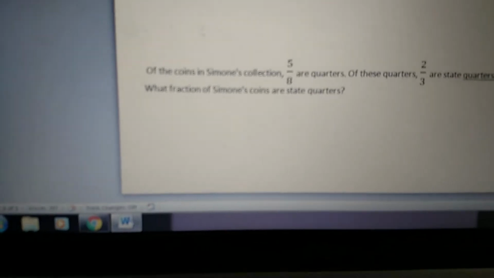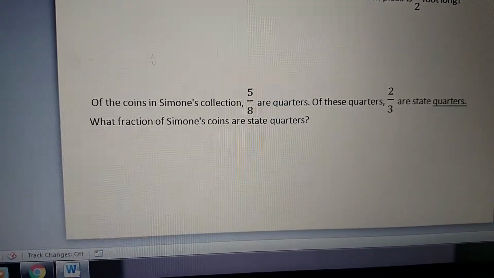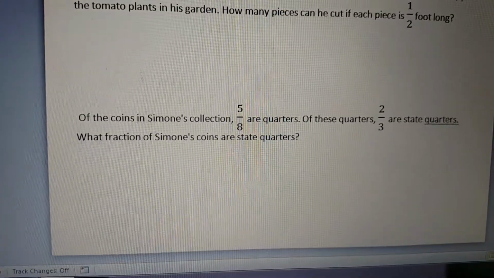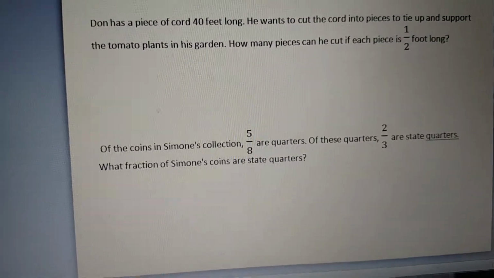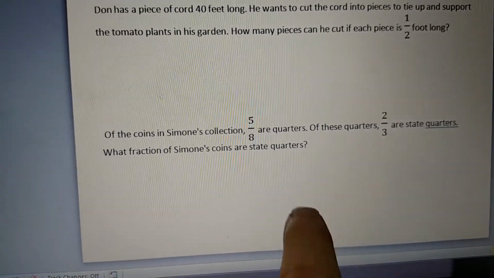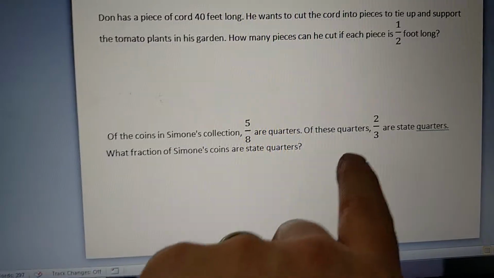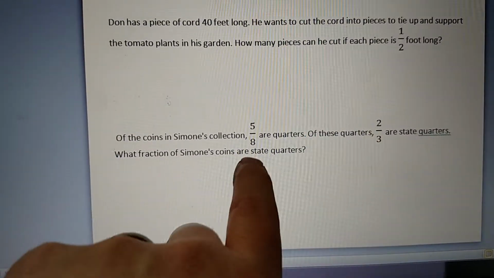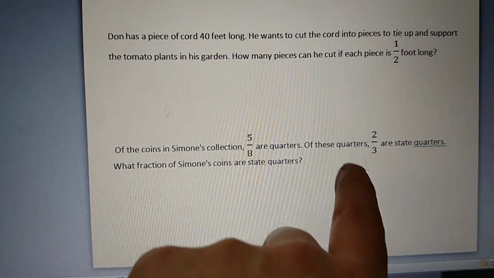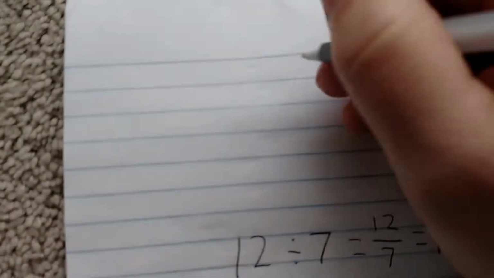And this one, of the coins in Simone's collection, 5/8 are quarters. Of these quarters, 2/3 are state quarters. What fraction of Simone's quarters are state quarters? So we're literally doing, of these quarters, 2/3 are state quarters. So we're doing 2/3 of 5/8.